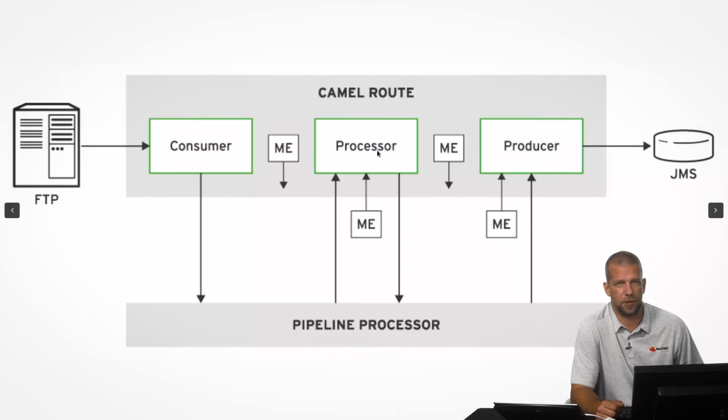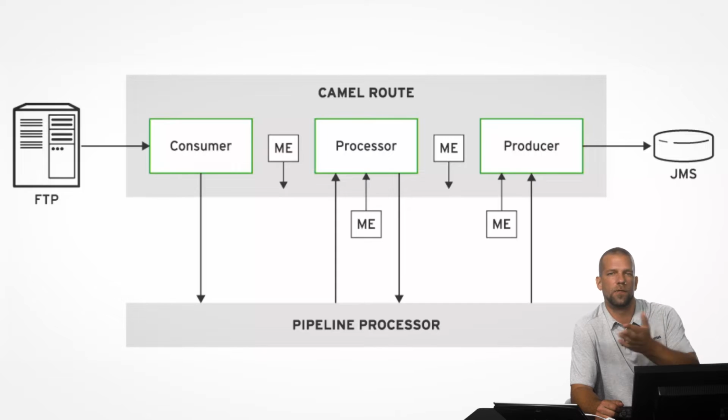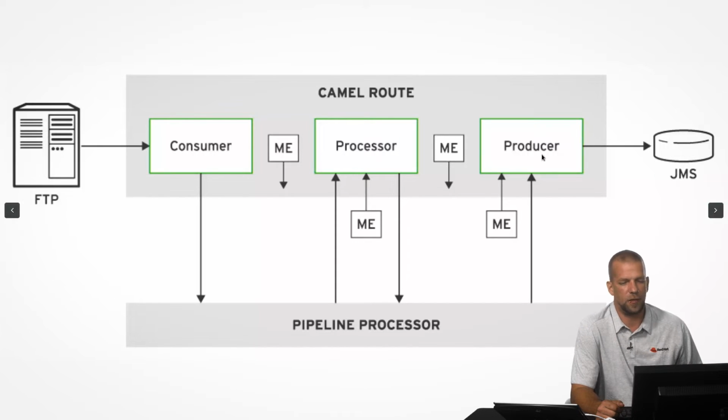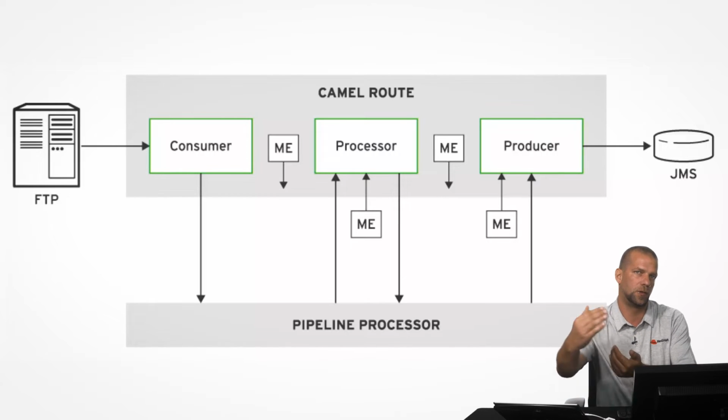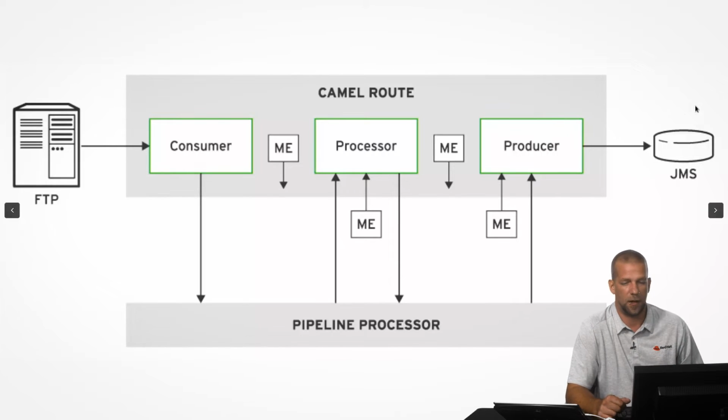And each processor does its own job and passes the message exchange back to the pipeline processor, which in turn forwards it to the next one and the next one and so on, until it finally reaches the end of the pipeline, whereby a producer component delivers that transformed, processed message to its final destination. In our case, a JMS message queue.